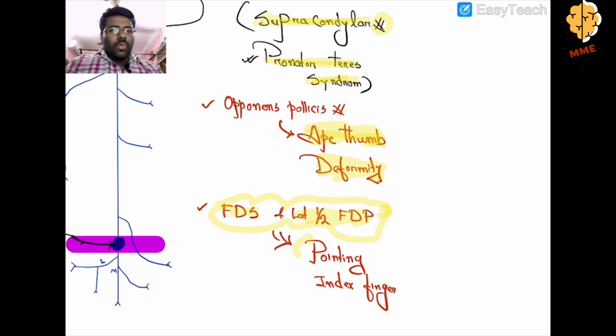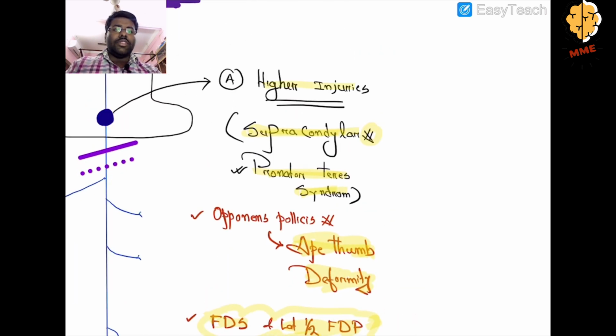Okay. When we ask the patient to flex the hand, they cannot flex the index finger and the half part of the middle finger. Okay, so there is the pointing index finger sign, which you can clearly notice in case of higher injuries.